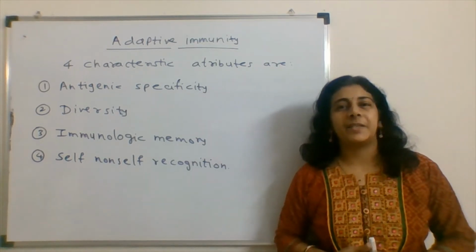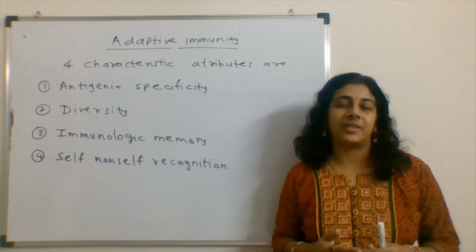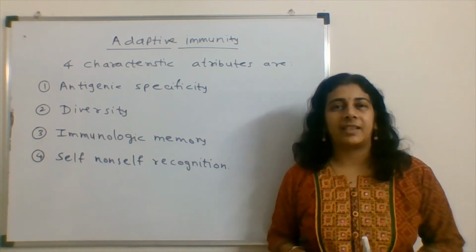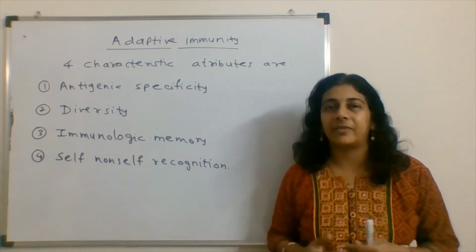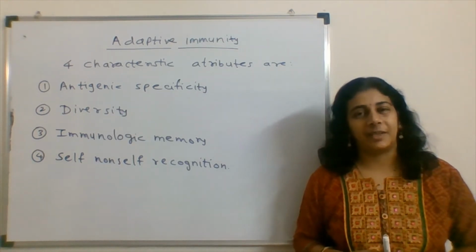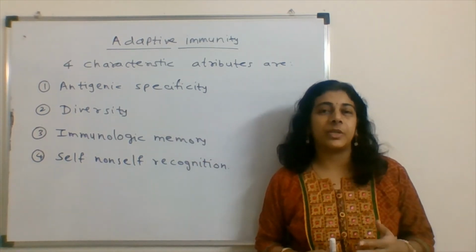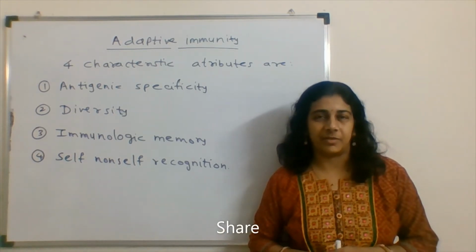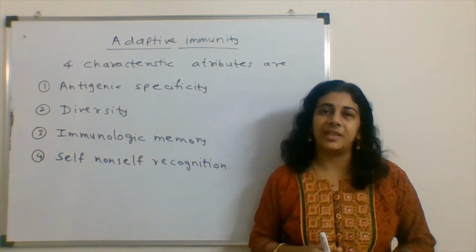First is antigenic specificity. It has a specific immune response against a specific antigen. There are so many bacterial cells, so many bacterial species, but the immune system can respond to every species, right? This is the specificity of the immune system. The immune system can also distinguish between two proteins even if there is a single amino acid difference. Again, this is an example of immunologic specificity.